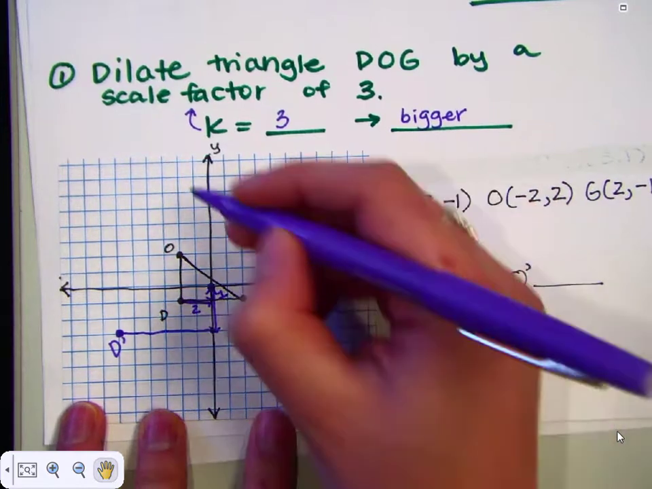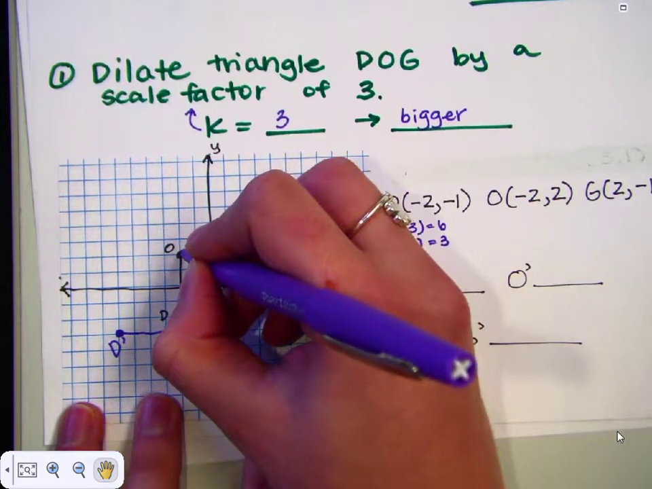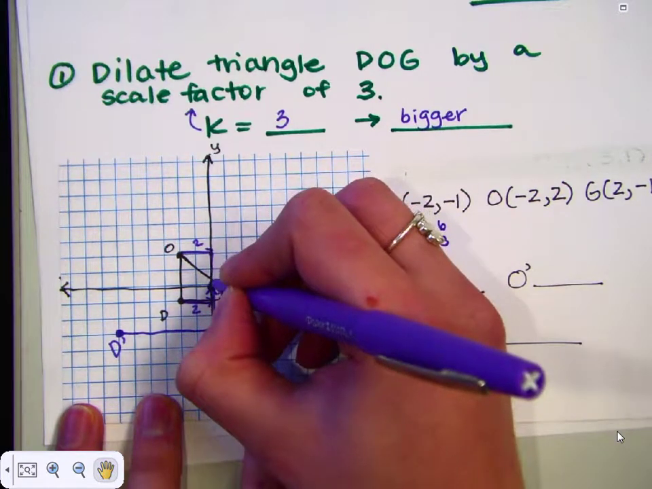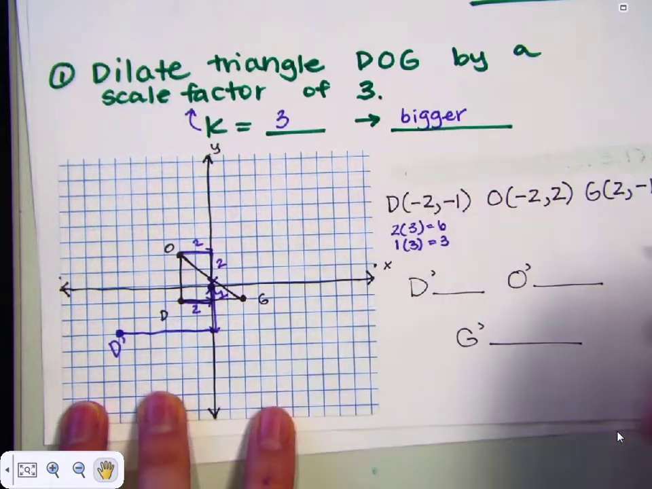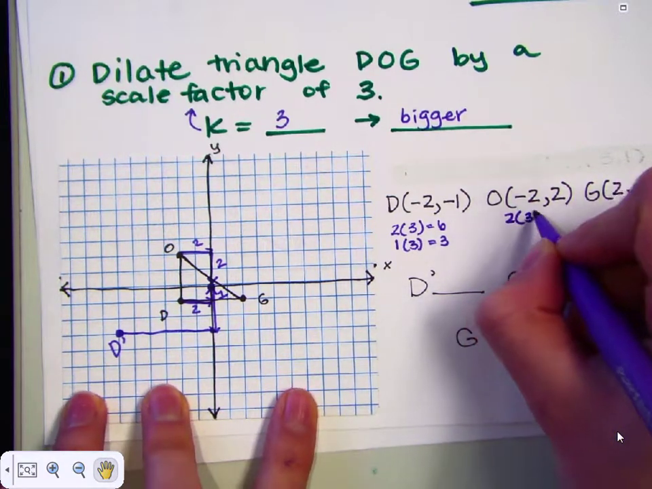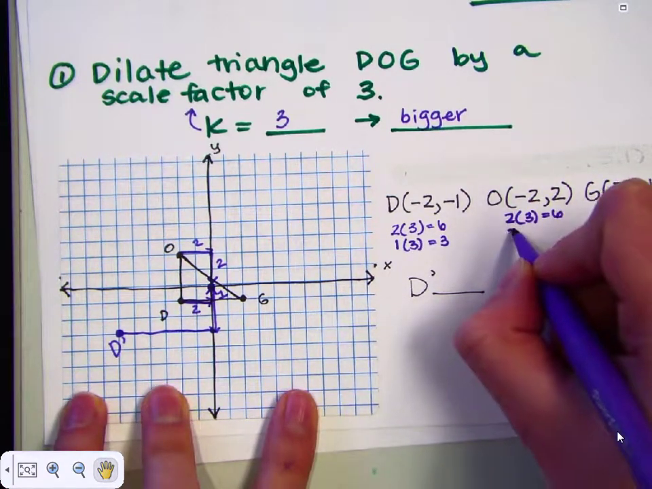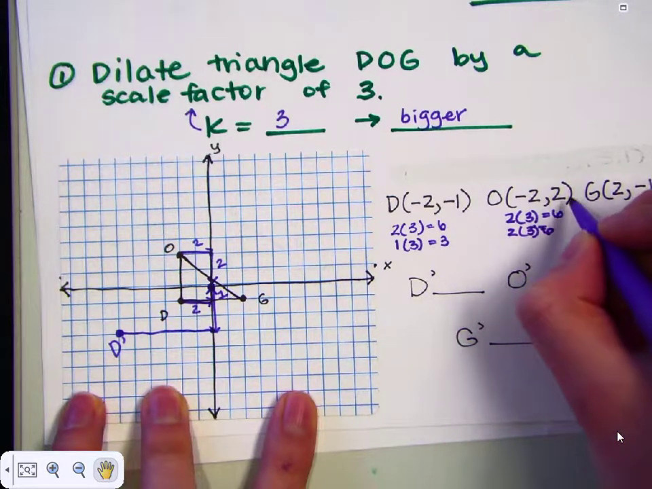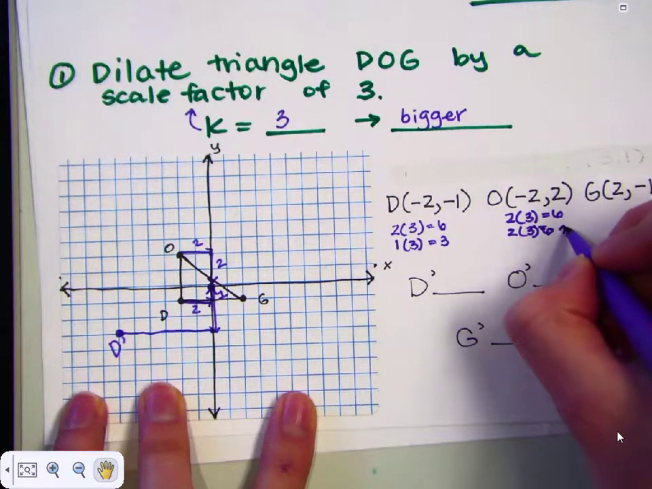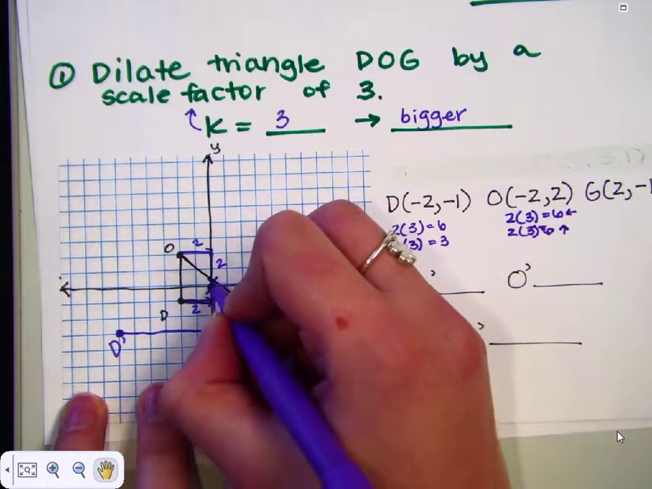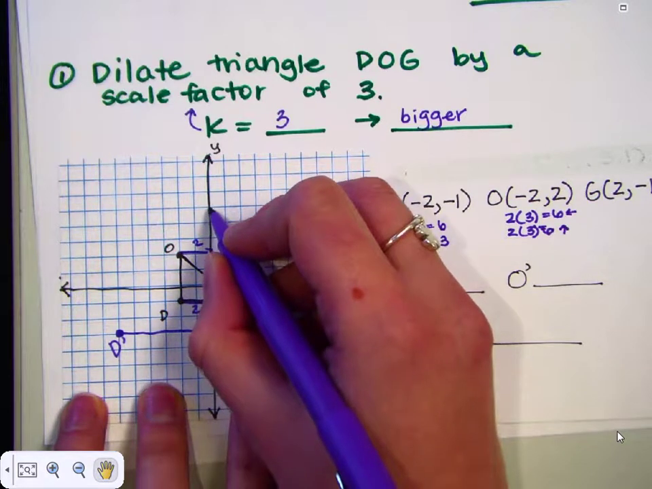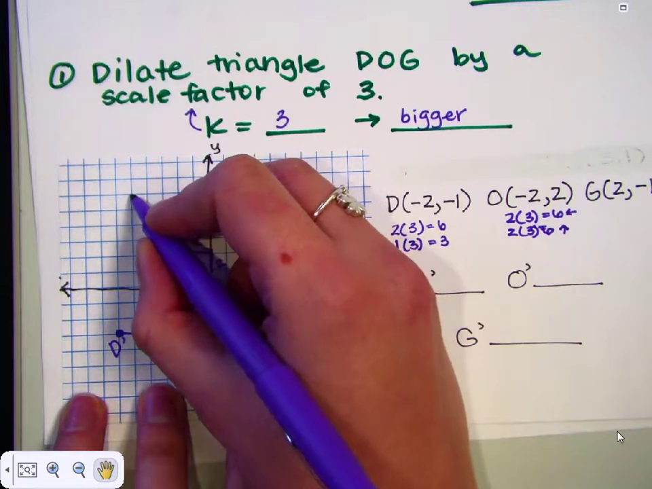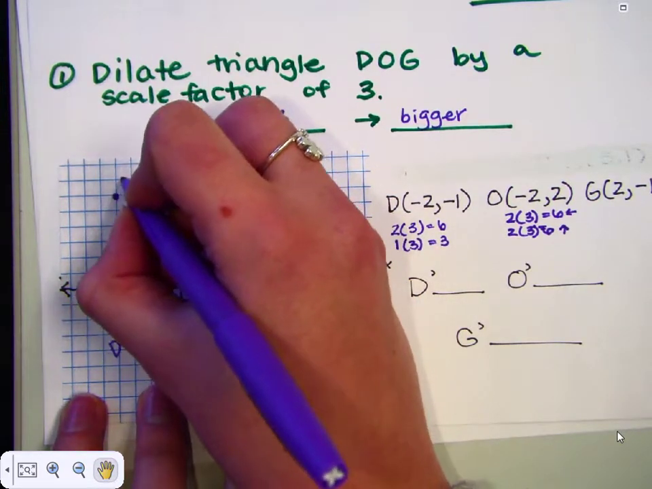So let's try O. So O's distance from the origin is 2 over and 2 up from the center. So 2 times 3 is 6, and 2 times 3 is 6. So I'm going up 6 and to the left 6. So from the origin I'm going to go 1, 2, 3, 4, 5, 6. 1, 2, 3, 4, 5, 6. So this is my O prime point.